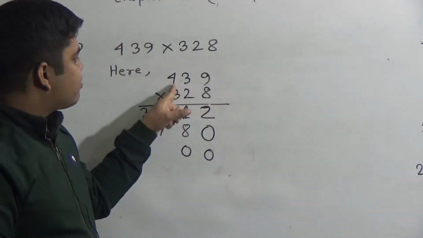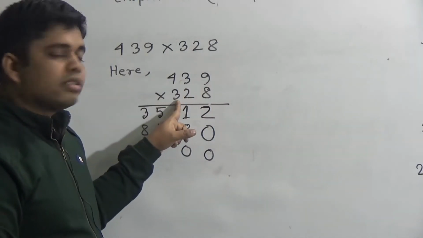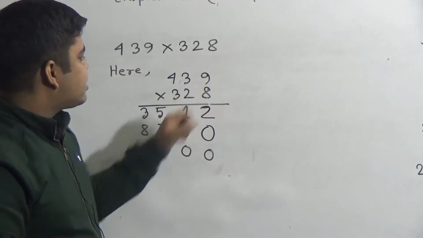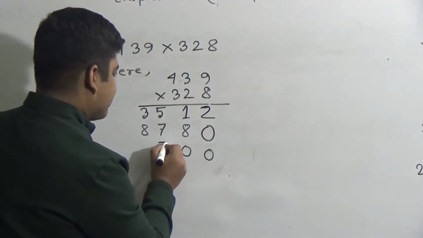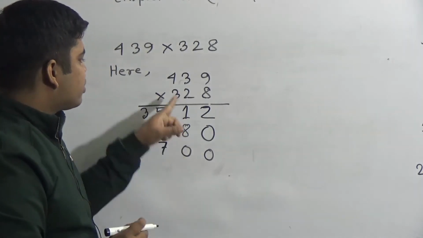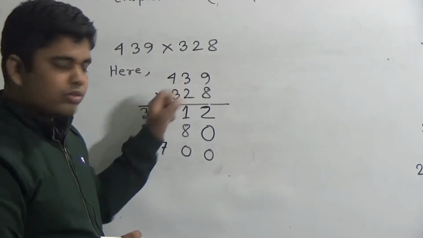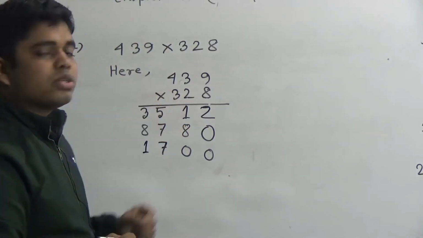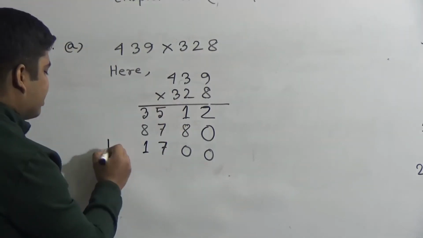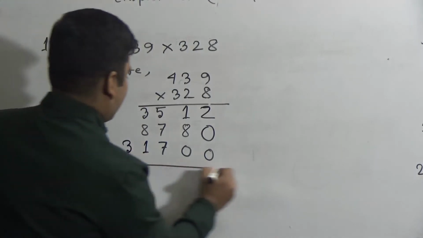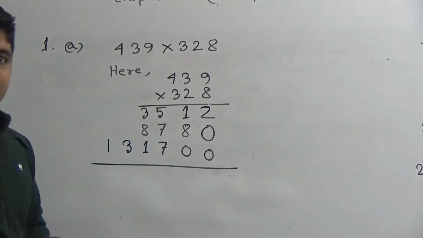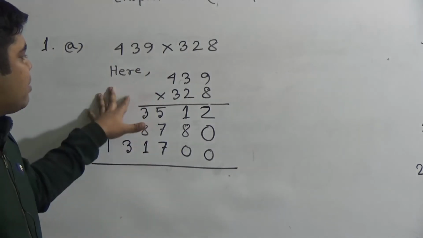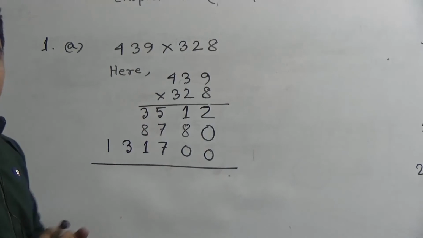Then we multiply this 439 by the hundreds place digit which is 3. So 3 nines are 27. Carrying 2. 3 threes are 9 and 2, 11. 1, carrying 1. 3 fours are 12 and 1, 13. Okay, we know that multiplication is the short process of summation. I repeat, multiplication is the short process of summation.